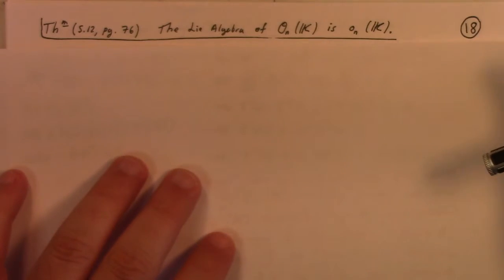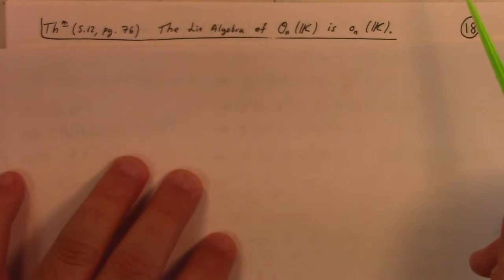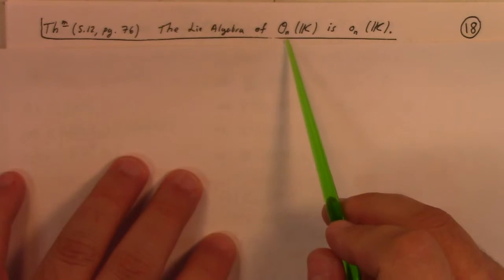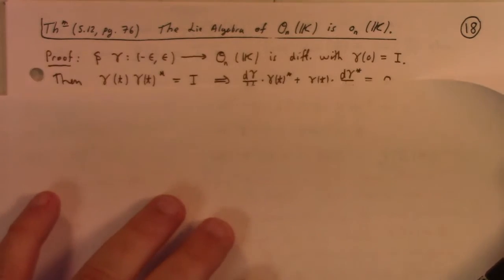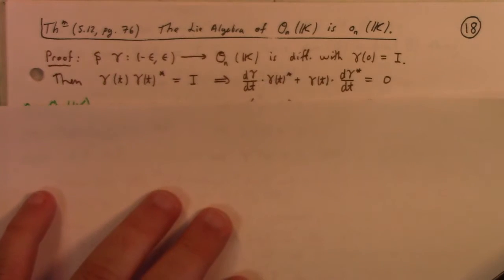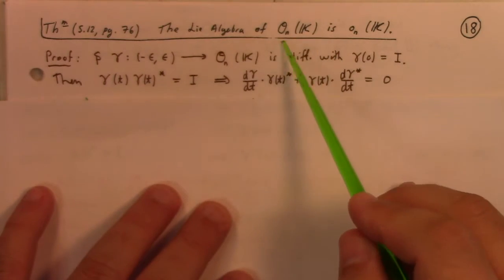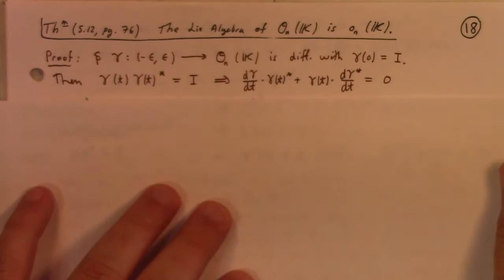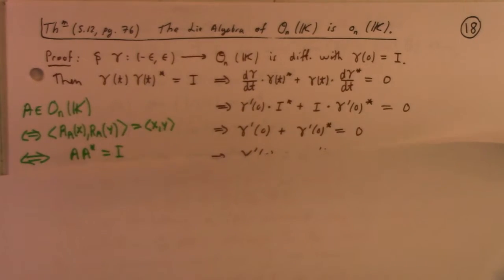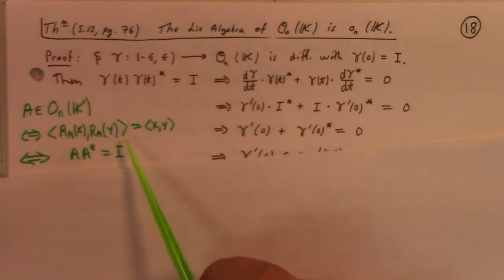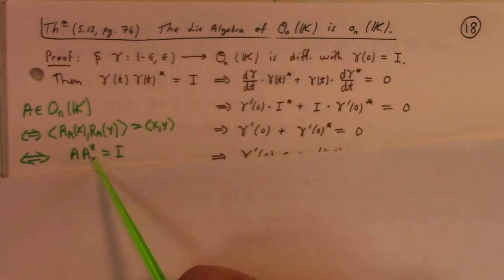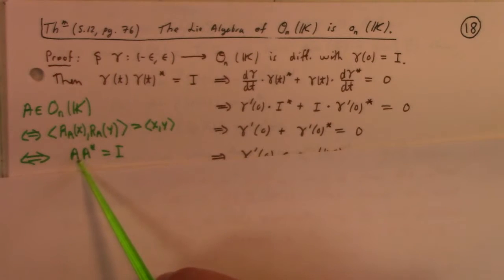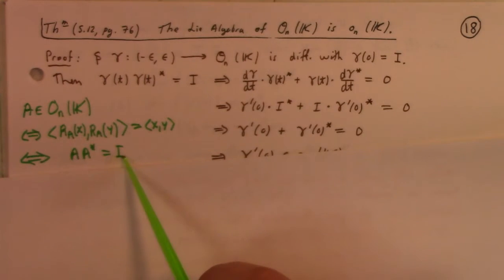All right, so here's the theorem we've been waiting for here for 3 minutes. The Lie algebra of O(n,K) is little o(n,K). Now the proof. So first of all, I don't know if I really defined this carefully yet. Just to be clear, big O(n,K) is going to be transformations that are isometries of the standard inner product over K. That basically ends up meaning, when you work out the details, that A times the Hermitian, well, let's say A times A star is equal to I.